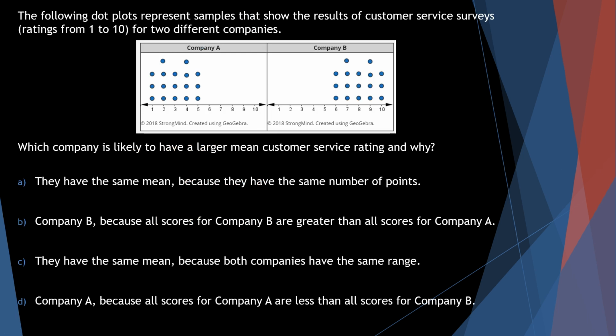Alrighty. So here we have company A and company B, and it tells us customer service ratings on a scale of 1 to 10 for these two different companies. We want to know which company is likely to have a larger mean customer service rating and why. So remember, mean is your average, and if you are adding together bigger numbers, you're going to get a bigger mean. So company B, look at all of these data points between 6 and 10 versus company A has all their data points between 1 and 5. So company B is going to have a greater mean because all of their scores are bigger than company A.